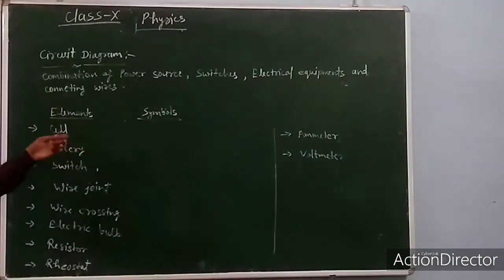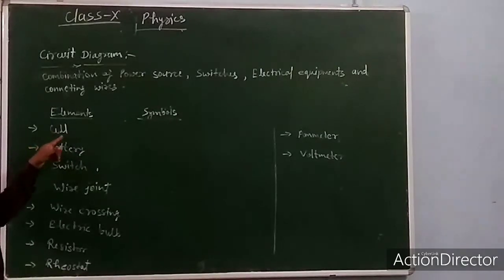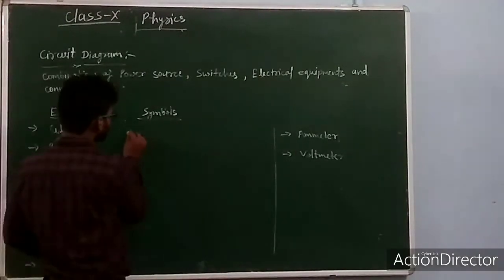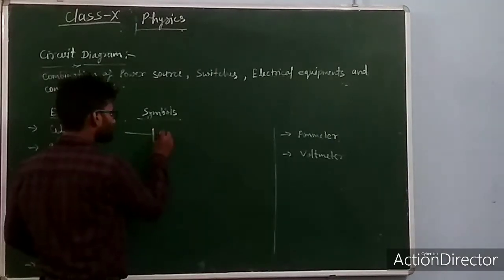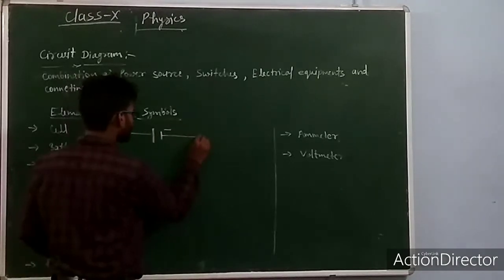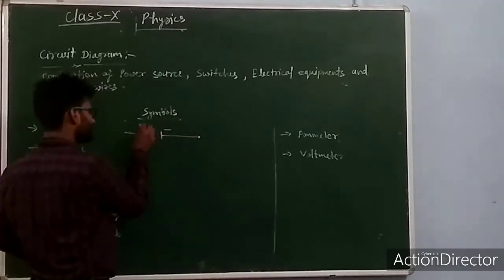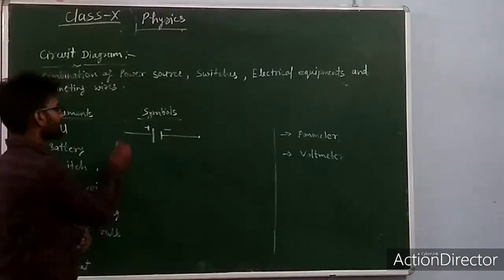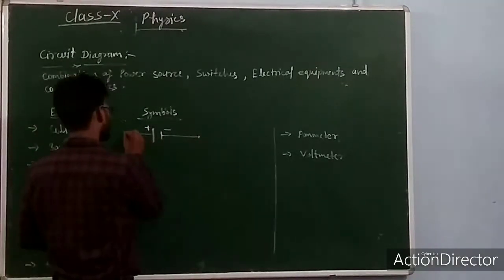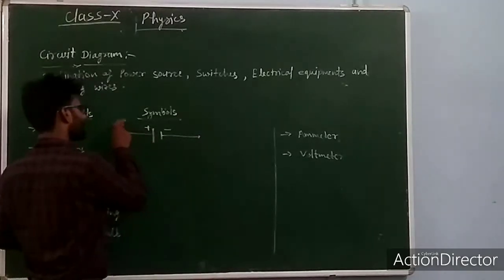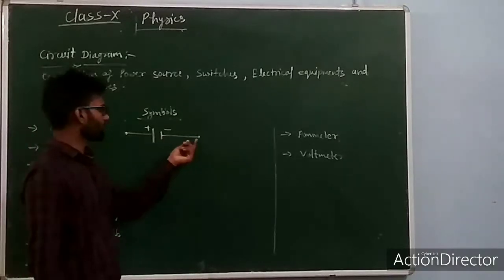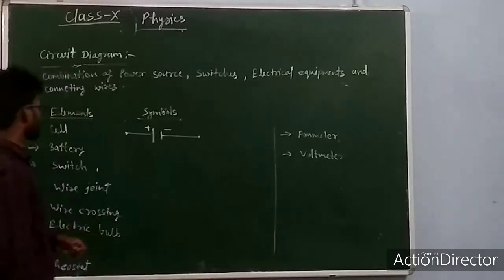As you can see, the first element, that is electrical cell, which is represented by two plates, one smaller plate that is negative plate, one bigger plate that is positive plate. They are placed in front of each other, right? So this positive terminal is called as the cathode and negative terminal is called as the anode, right?